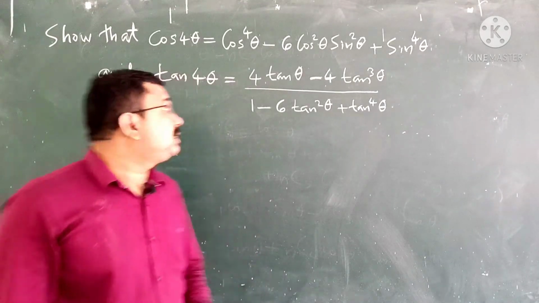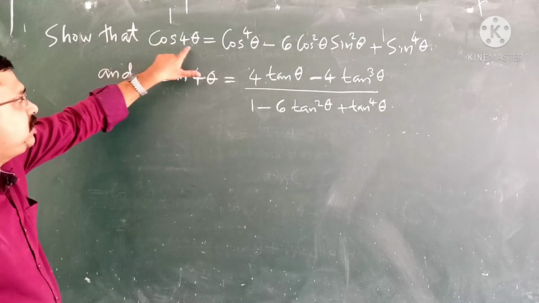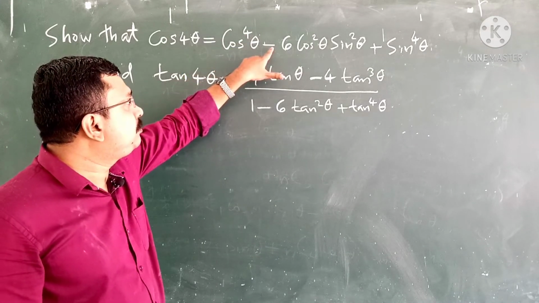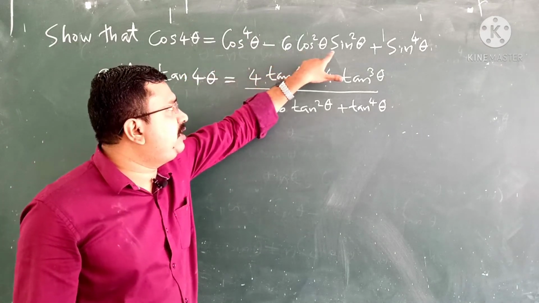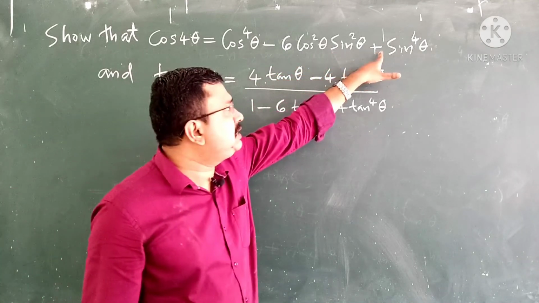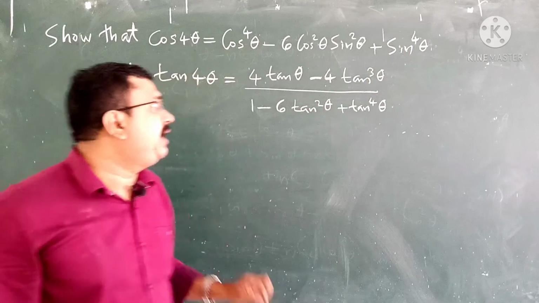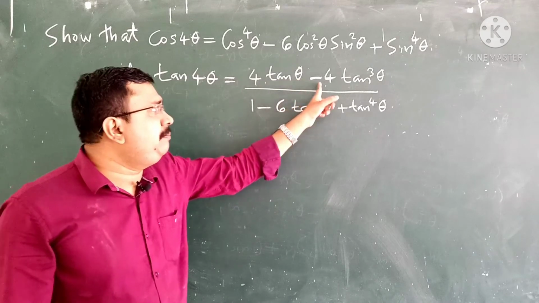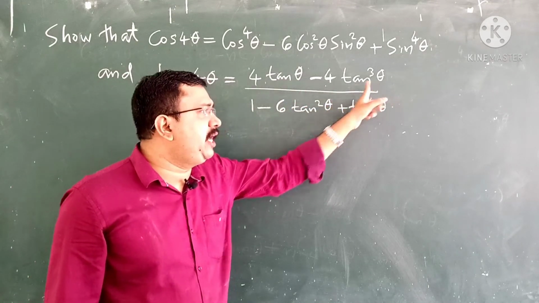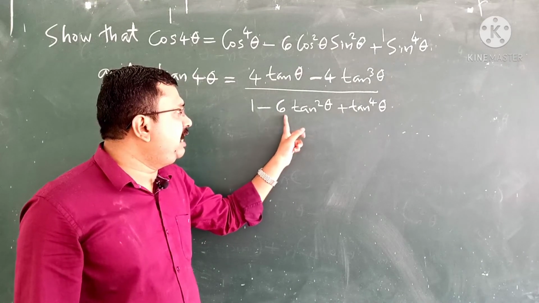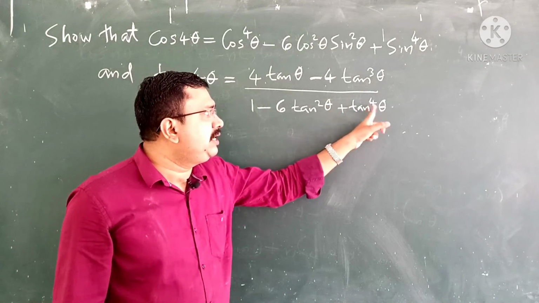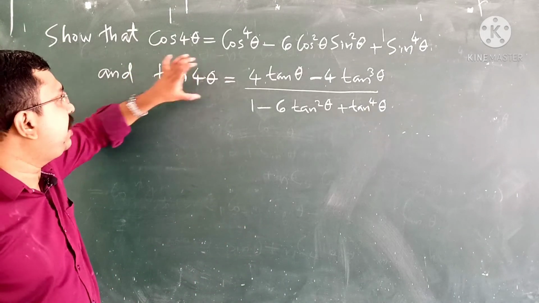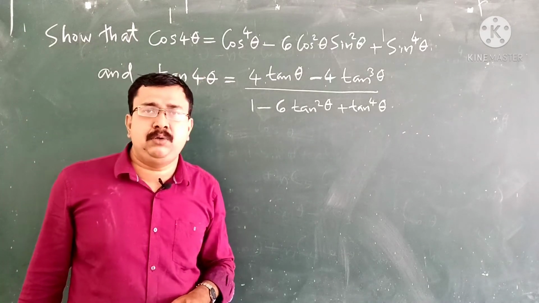Our next question is, show that cos 4θ is equal to cos⁴θ minus 6 cos²θ sin²θ plus sin⁴θ, and tan 4θ equals 4 tan θ minus 4 tan³θ, the whole divided by 1 minus 6 tan²θ plus tan⁴θ. Okay, we want to find out these values. Show that. Okay, how to do this problem?